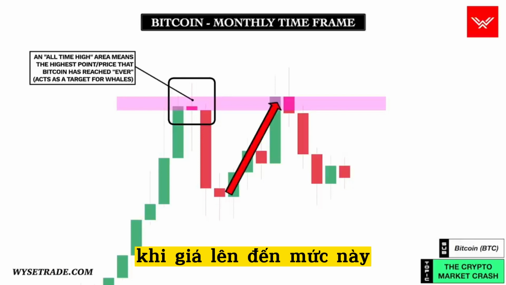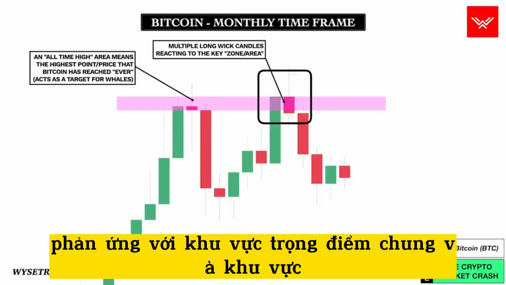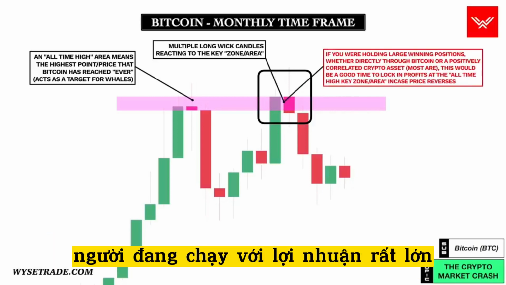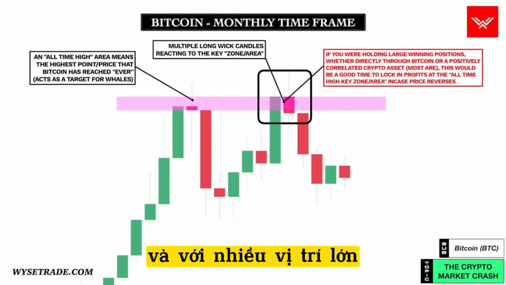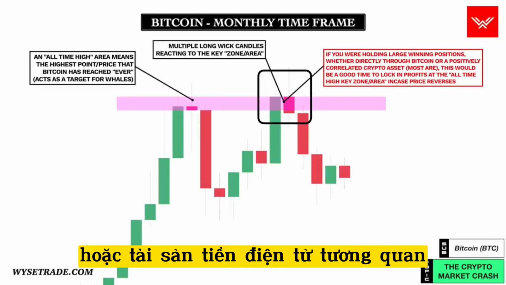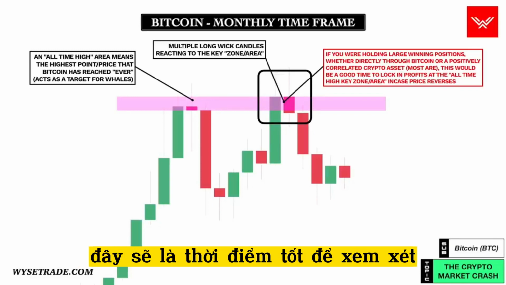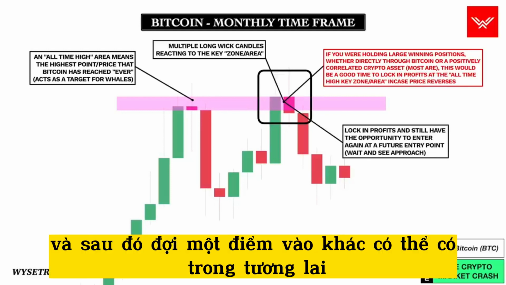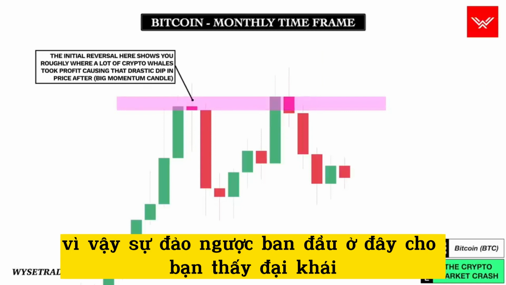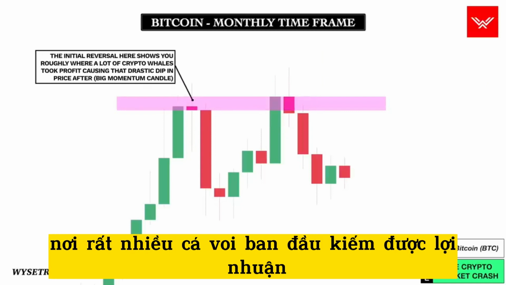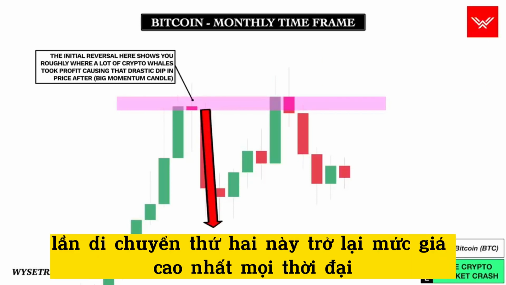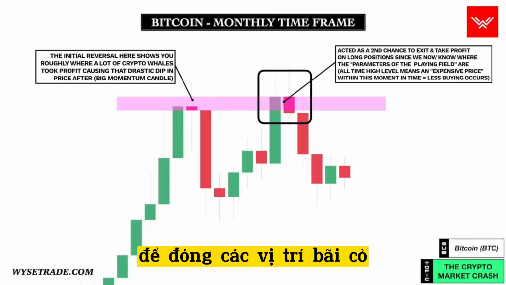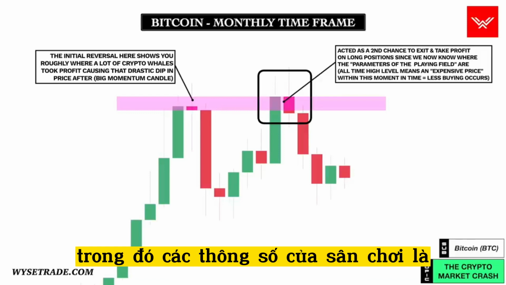As price came up to this level, you had multiple long wick candles reacting to the general key area and zone. Now, we're not saying you should have shorted Bitcoin, but if you were a holder running with a very large profit and with many large positions, whether directly through Bitcoin or a correlated crypto asset, this would be a good time to consider closing out positions to lock in profits and then wait for another possible future entry point. So the initial reversal here shows you roughly where a lot of whales initially took profit, causing the drastic dip. Then this second move back up to the all-time high price acted as a second chance for traders to close long positions, as now they know where the parameters of the playing field are.